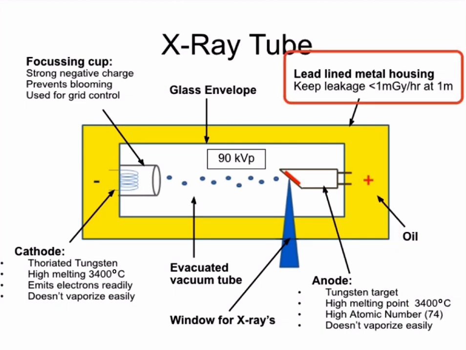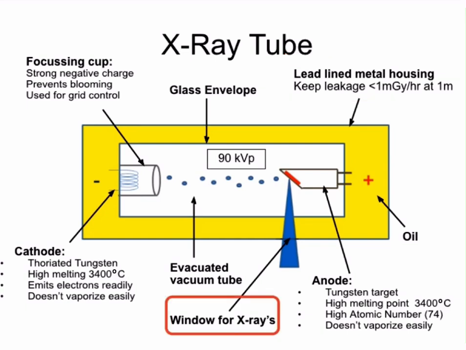X-rays are emitted from the target in all directions, so the lead has to keep leakage of X-rays from the tube to below 1 milligray per hour at 1 meter. There's a small window in the housing to allow the useful X-rays out.